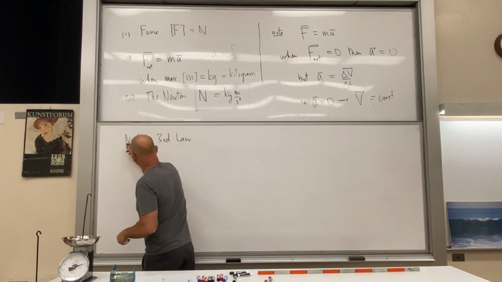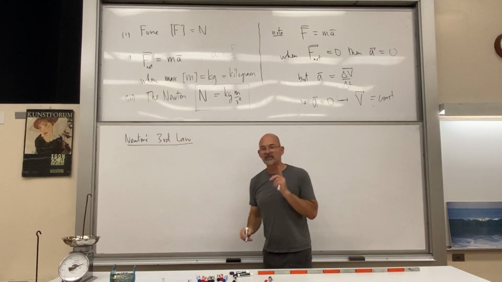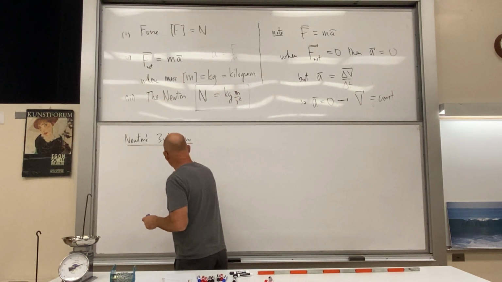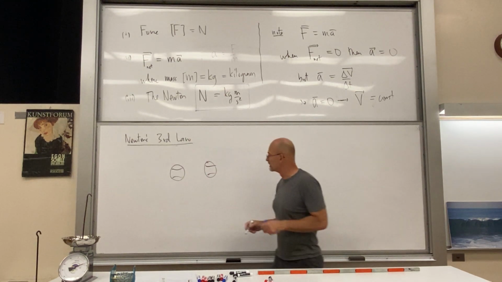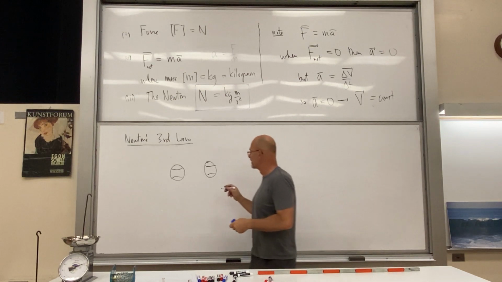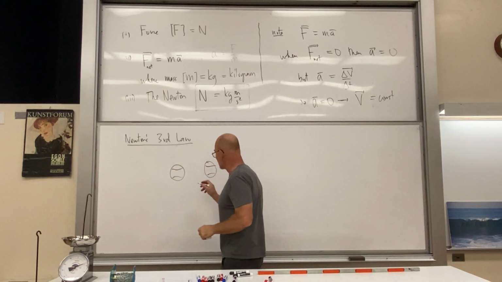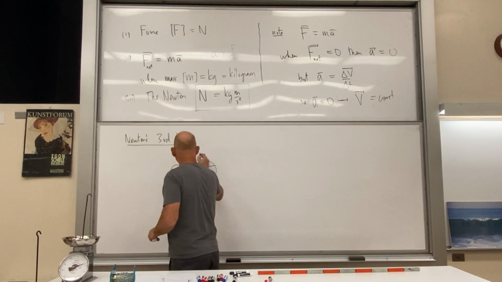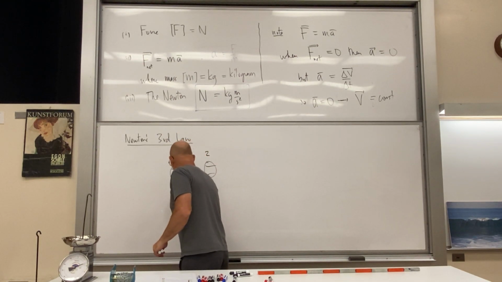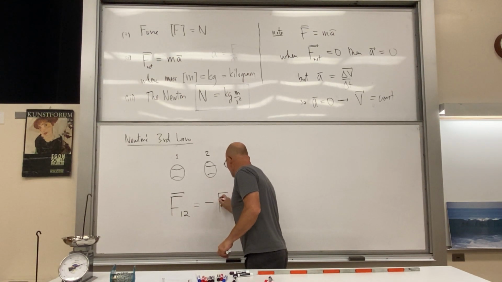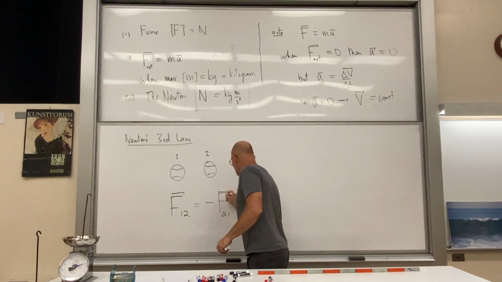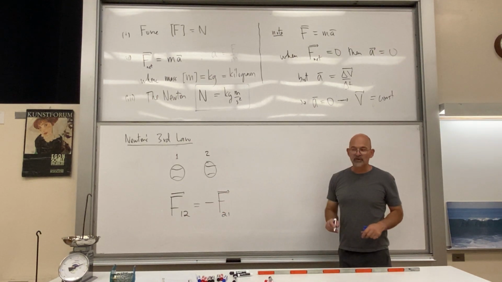Third law of motion. This is best done with a picture first. Suppose we have two objects interacting. For example, I'm about to collide two tennis balls with each other. Then they're going to exert a force on each other. So this is object one and this is object two. And what we find is that the force that one exerts on two is equal, in magnitude and opposite in direction, to the force that two exerts on one.